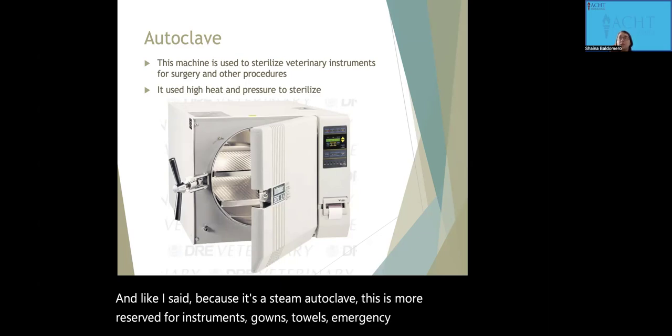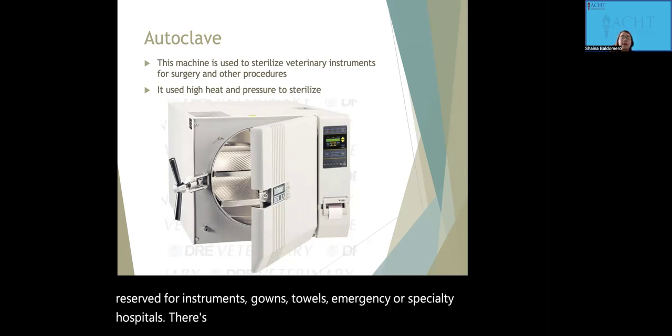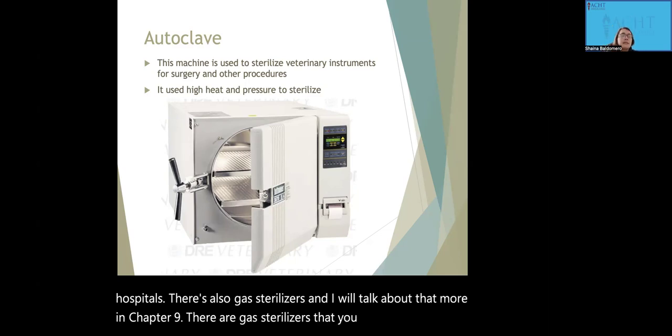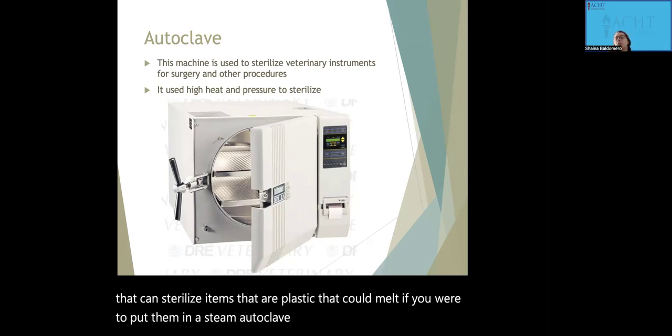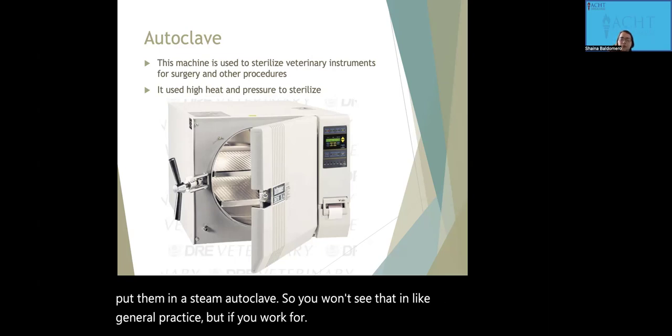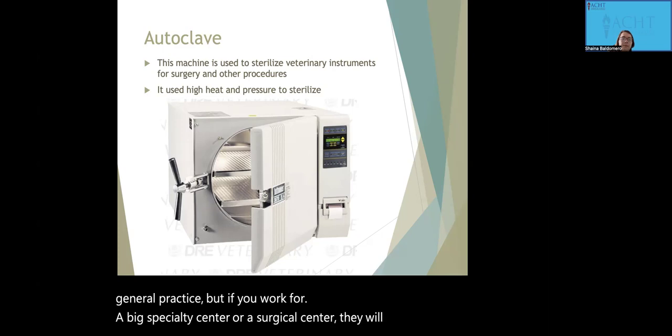At emergency or specialty hospitals, there are also gas sterilizers, and I will talk about that more in chapter 9. There are gas sterilizers that can sterilize items that are plastic that could melt if you were to put them in a steam autoclave. So you won't see that in general practice, but if you work for a big specialty center or a surgical center, they will definitely have a gas one.